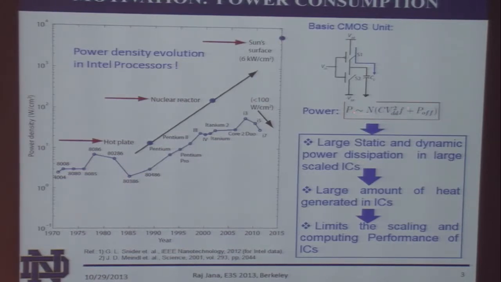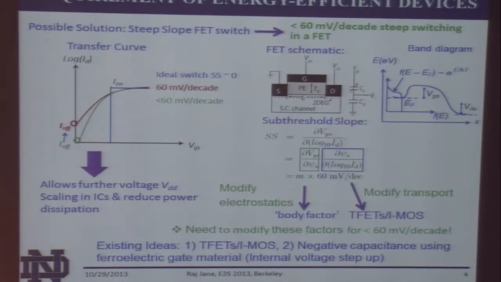The expression for power is some sort of C V squared f plus P off. This is the dynamic power dissipation. All this power density generates a large amount of heat in the system's ICs, and this actually affects computing performance. So we need energy efficient devices. Here is our conventional transistor with insulator, source, drain, and gate control. In the vertical direction, the gate controls the electrostatics, and in the horizontal direction is the carrier transport over the channel.